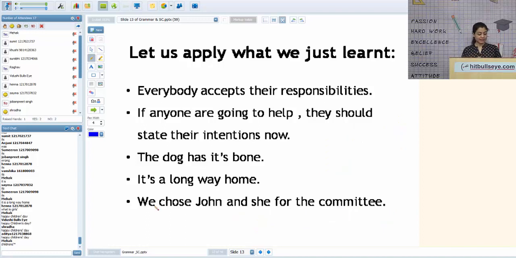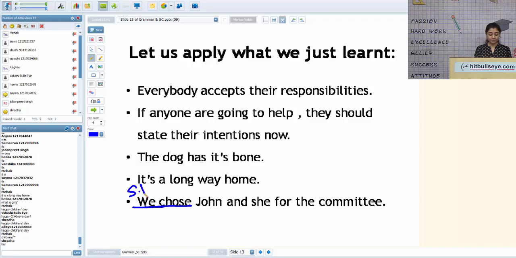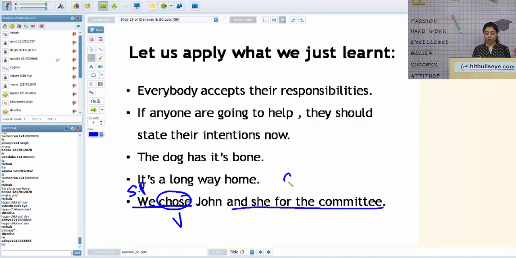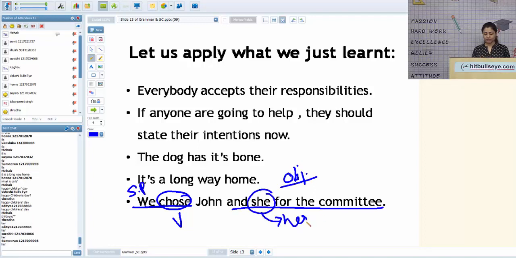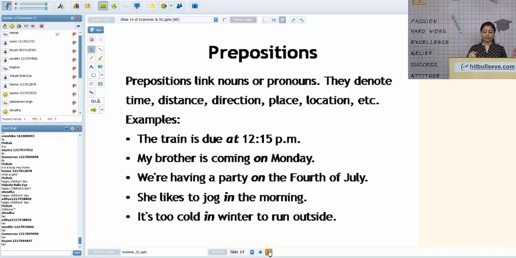Moving ahead, take the last example into perspective. We chose John and she for the committee. Quickly apply the SVO rule here. We becomes the subject. So we chose, we becomes the subject, so it is the subjective pronoun. Chose is also the verb here. So this part becomes the object. So do you think it should be she? Yes, all of you are right. It should be her. Let's move on to the next component of today's grammar lecture, prepositions.